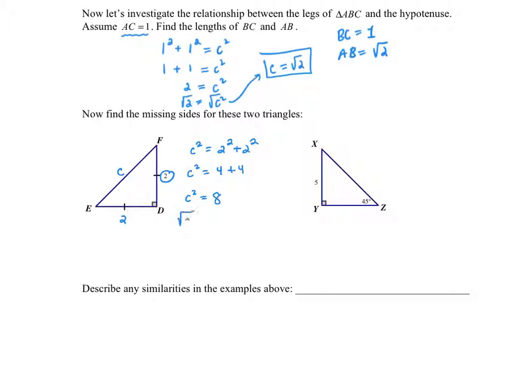Next, take the square root of both sides. Square root of C squared gives us C. Sorry, I almost wrote C squared. And then the square root of 8 we have to simplify. So let's factor it into 4 times 2. So C is equal to 2 square root of 2.